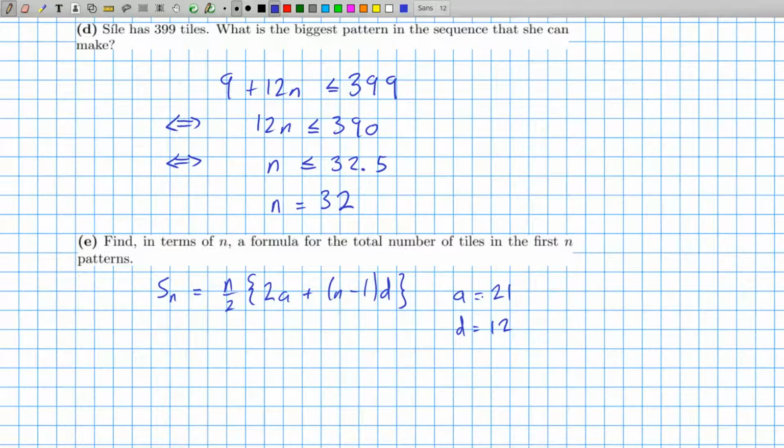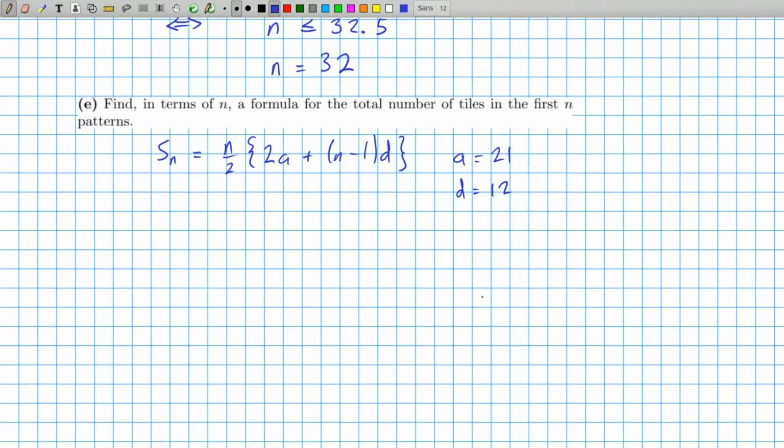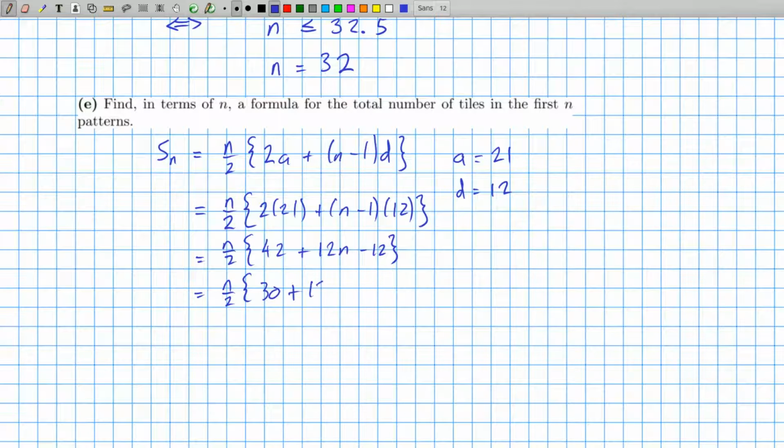Because this is a general formula, we don't know n, we're not trying to get n, so I'm going to leave that in the formula. I'm going to put everything in that I know. 2 times a is going to be 2 times 21. And we're adding on n minus 1 times d, since d is 12, I put that in instead of d. So we get n over 2. 2 times 21 is 42. n minus 1 times 12 is going to be 12n minus 12. So that is n over 2 times 30 plus 12n.